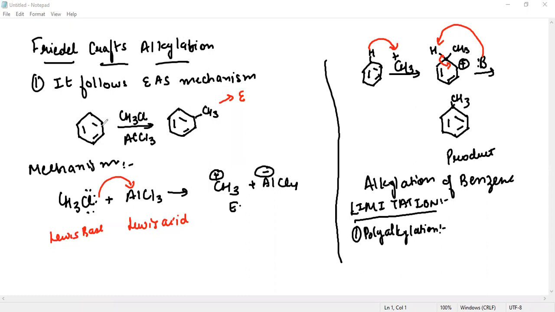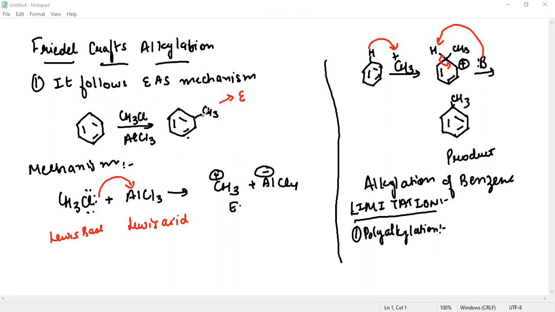So this is your benzene ring, and you try to put the methyl group on the benzene ring. This is alkylating your benzene ring. This is known as alkylation. So the reagents we are going to use here are CH3Cl and AlCl3. Okay. So let's go into the mechanism.